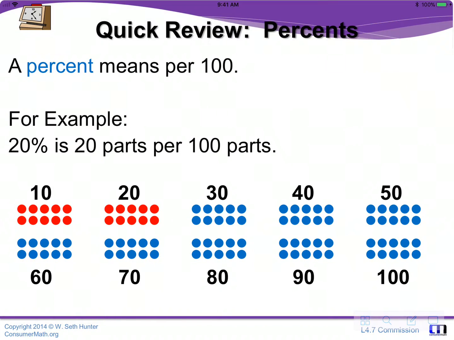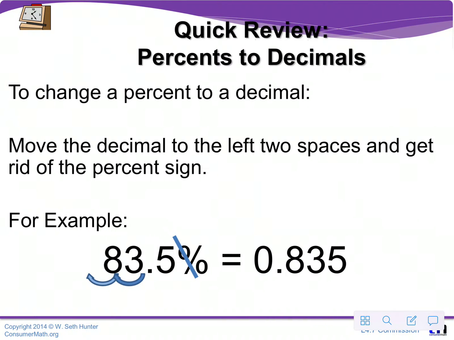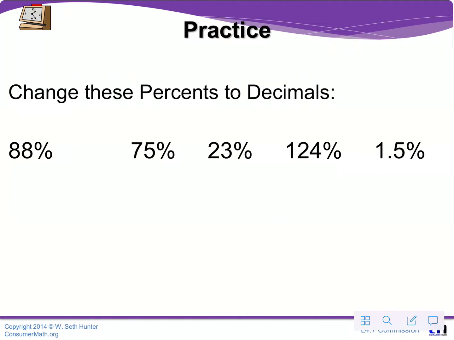Percent means per 100. For example, 20% is 20 parts of 100. To change a percent to a decimal, move the decimal left two spaces and get rid of the percent sign. So for 83.5%, we move it 2 to the left to get 0.835. Change these percents to decimals.